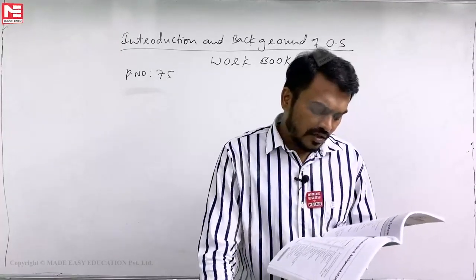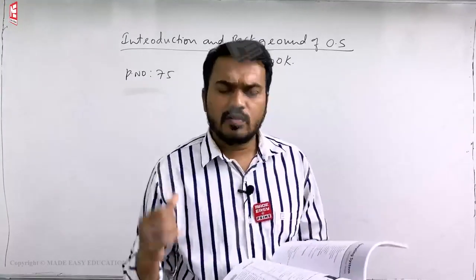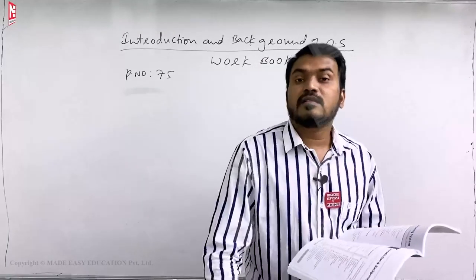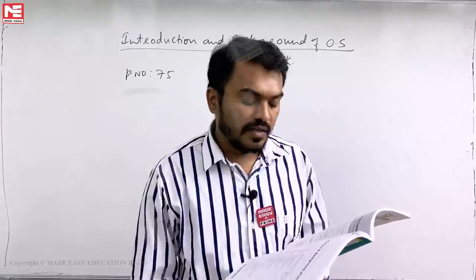So next, question number 5. Primary goal of the operating system. Primary goal of the operating system is what? On the board it was written convenience. What does convenience mean? Easier to use. Easier to use. Right answer D for Delhi.